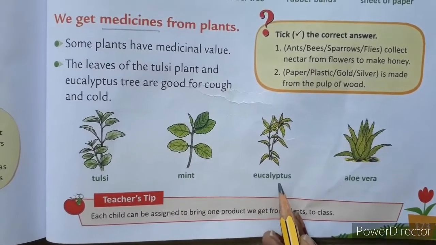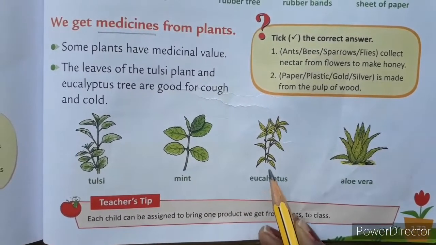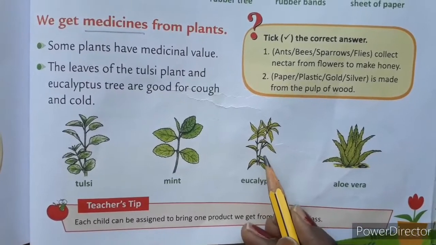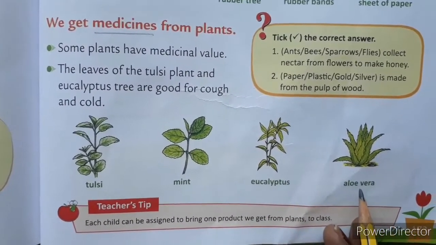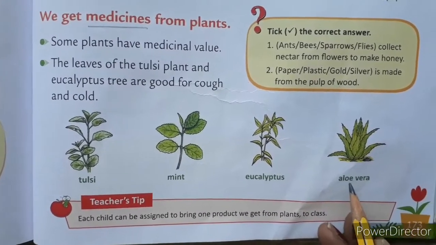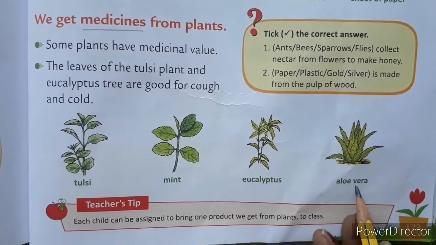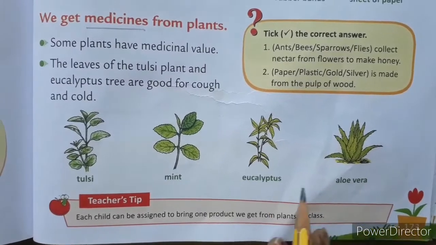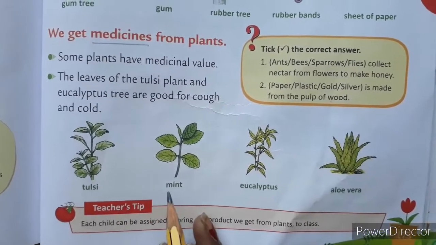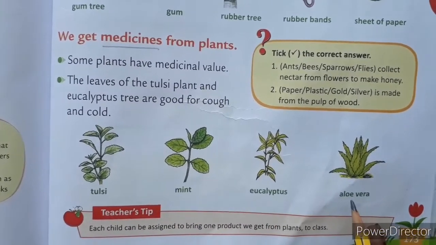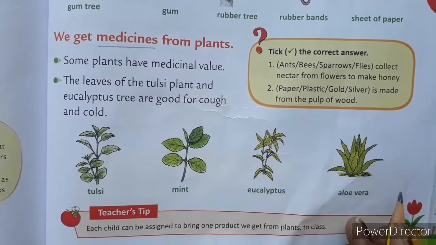This is eucalyptus. Nowadays, eucalyptus is used in some medicines. This is aloe vera. Aloe vera is also a medicinal plant. It is also used in beauty products. So these all are called medicinal plants. Tulsi, mint, eucalyptus, aloe vera, these all are medicinal plants.